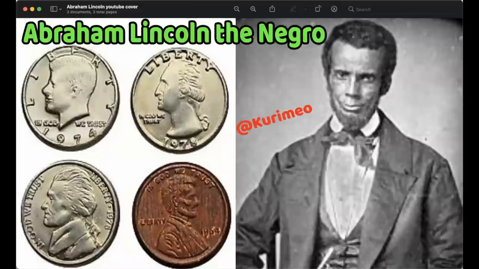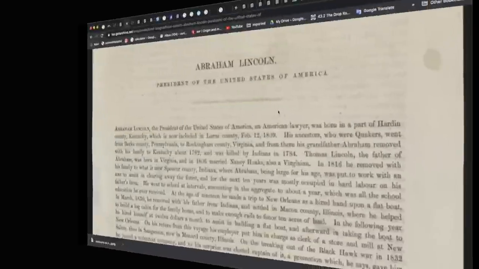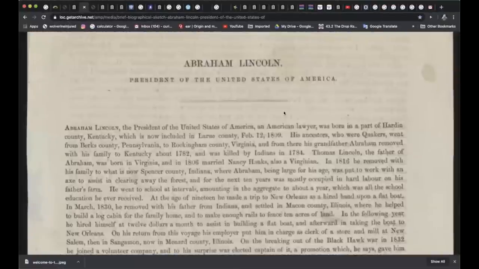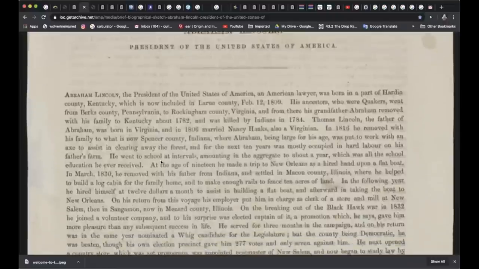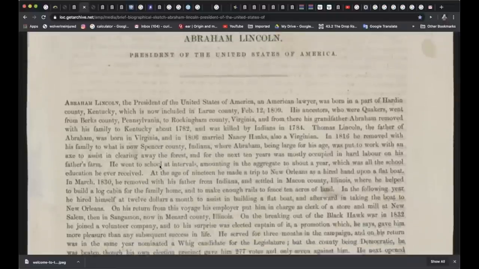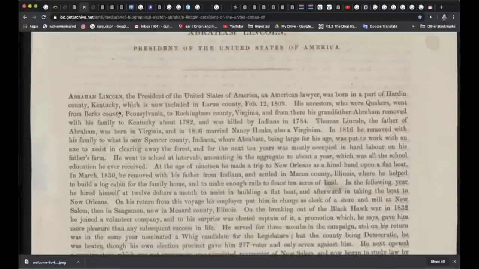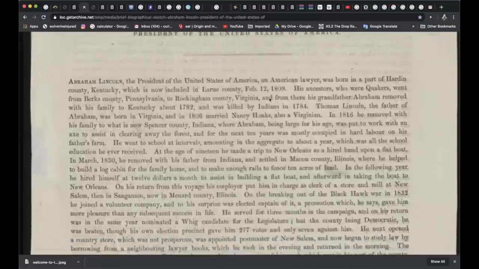Quakers, who are actually crypto-Moorish Sephardic Jews. A little bit of the history of Abraham Lincoln and his genealogy, supposedly. I got this from the Library of Congress. It says here, Abraham Lincoln, the President of the United States of America, an American lawyer, was born in part of Hardin County, Kentucky, which is now included in LaRue County, February 12, 1809.